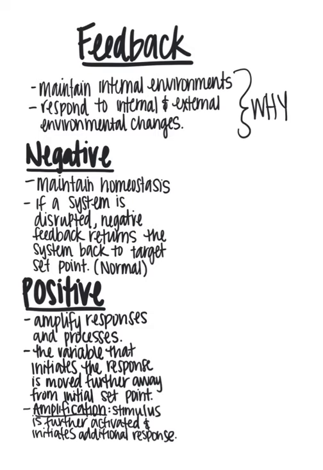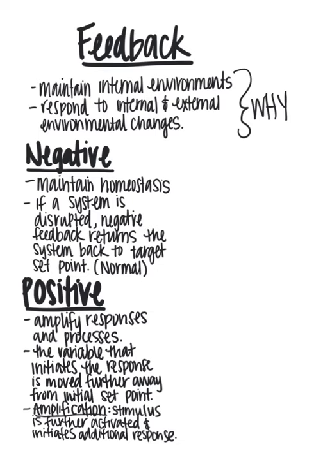So I'm going to start by going over negative feedback loops. Negative feedback loops are used by organisms in order to maintain homeostasis. So if a system is disrupted or moved from its ideal, the negative feedback loop is going to work to return the system back to its target set point, or back to normal.